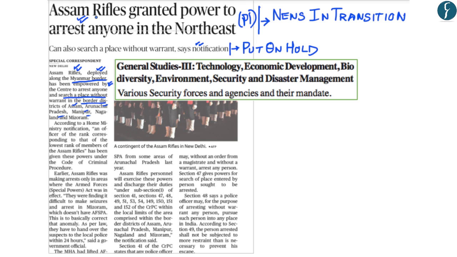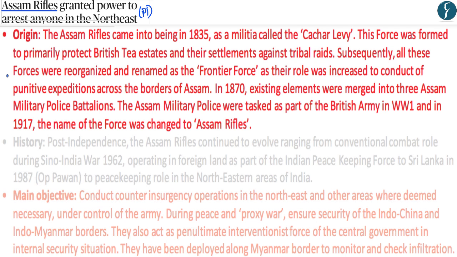Now, what we're going to do with regards to this article is understand about the Assam Rifles, and we're going to understand about them from the perspective of GS Paper 3 within the section Security and within the subsection Various Security Forces and Agencies and their mandate. Now, there are 5 aspects about the Assam Rifles on which there are several facts, and you need to remember all of these facts with regards to your mains examination. Now, the first aspect is the origin of Assam Rifles.